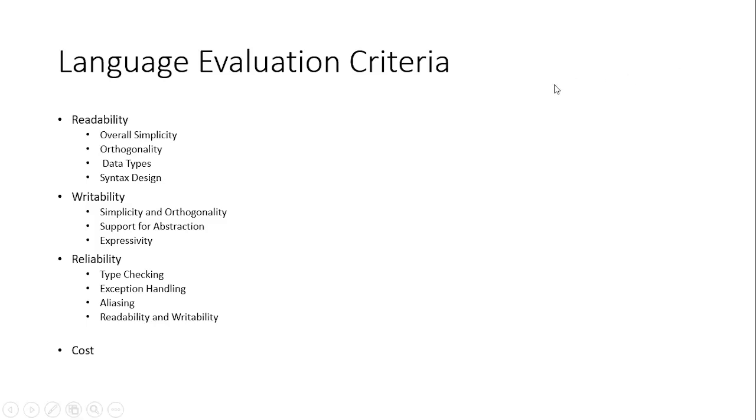Hello, all. Today we will discuss language evaluation criteria, and this subject mainly focuses on concepts of various constructs and capabilities of different programming languages. We need to evaluate these features of these languages, focusing on their impact on the software development process and also the maintenance. For performing this evaluation, we are setting some evaluation criteria.